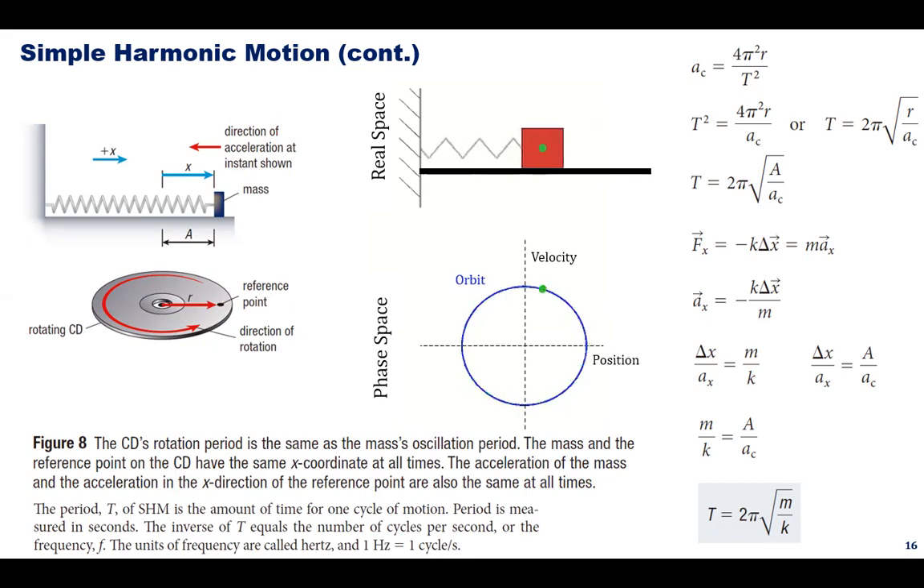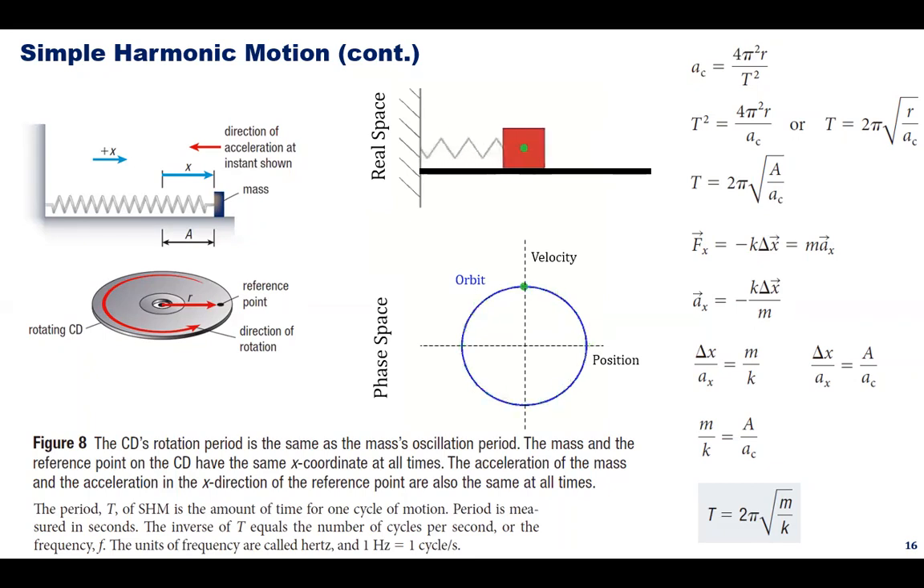So we can apply this result to the simple harmonic motion. We can let r equal A, which is the amplitude for the reference circle. We then have the period of the simple harmonic motion, T equals 2 pi times the square root of A over a_C. Next, we can use Hooke's law and Newton's second law to calculate the acceleration of the mass.